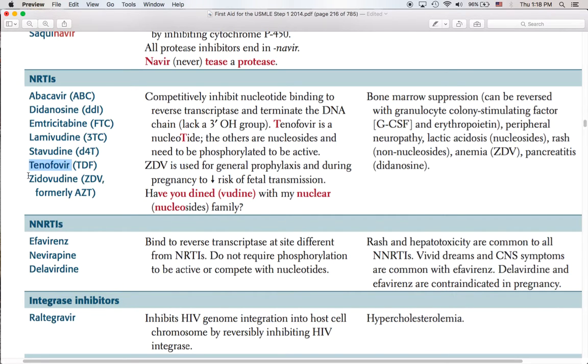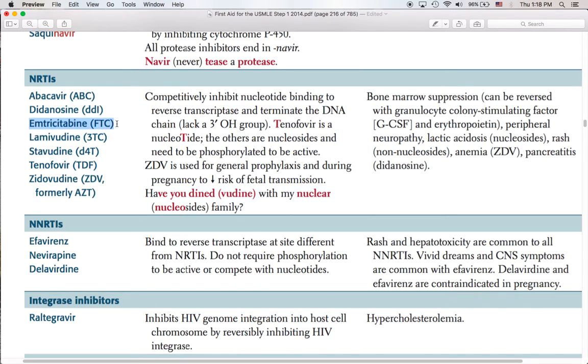Okay. Now the Z, zidovudine, also called AZT. For AZT, it can cause anemia. So A for anemia, A for AZT. And the second thing to know is that we give AZT to pregnant ladies. So anytime the question asks you, a mother is 25 weeks pregnant, which of the following drugs should I give to prevent transmission, stuff like that, pick AZT.